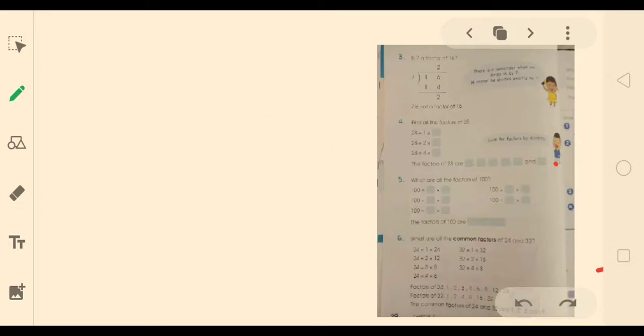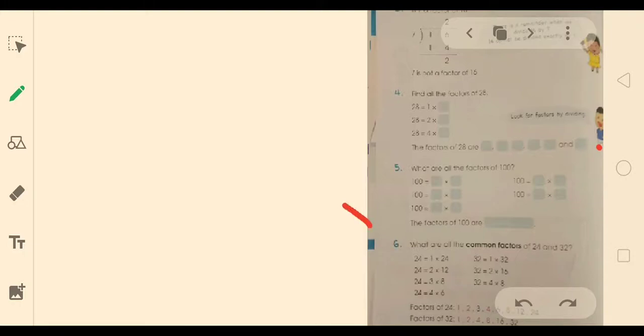For example, look over here, question number 6. Find all the common factors of 24 and 32. They have given you the factors of 24 over here and 32 over here. The factors of 24 are 1, 2, 3, 4, 6, 8, 12 and 24. And the factors of 32 are 1, 2, 4, 8, 16, 32. Can you tell me what are the same numbers in both the factors? They have marked these numbers in red color, but you have to tell me by yourself, honestly, what are the common numbers in both factors?